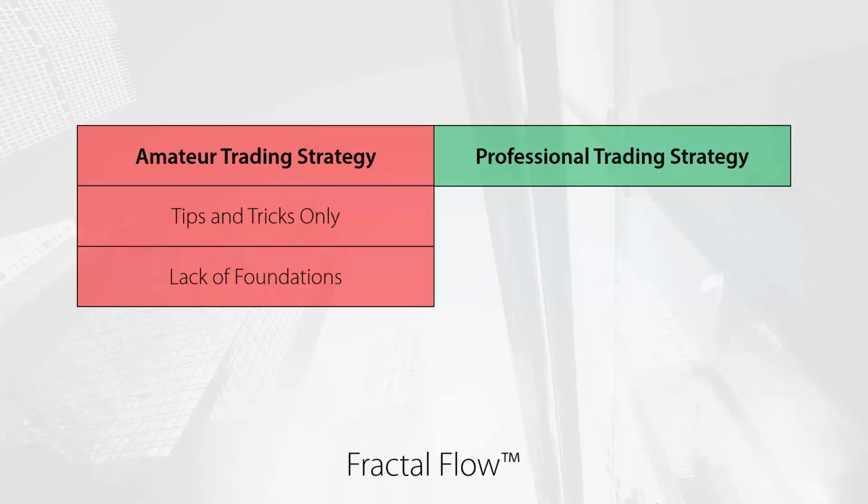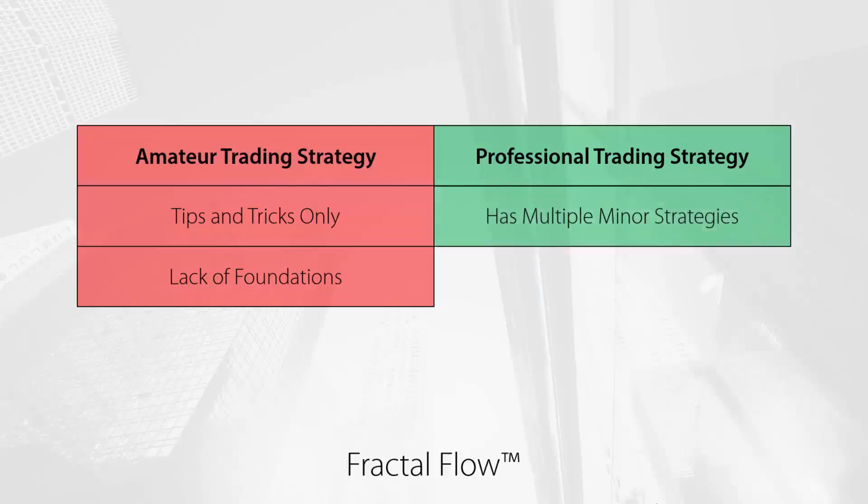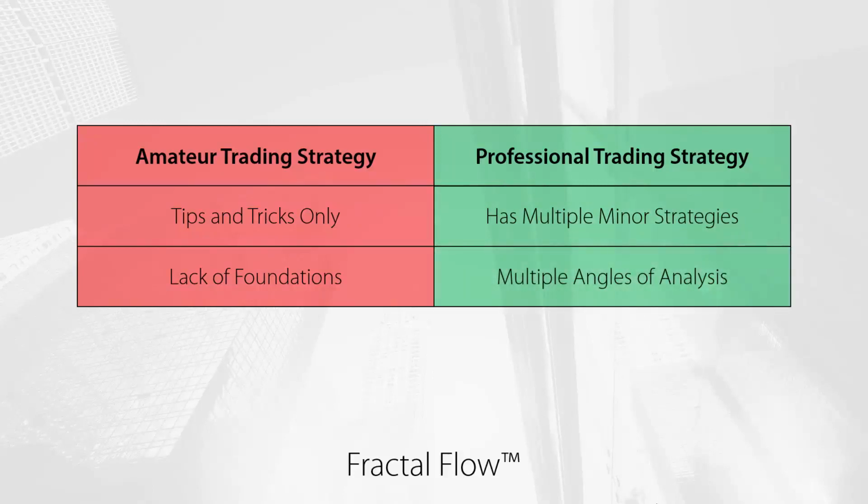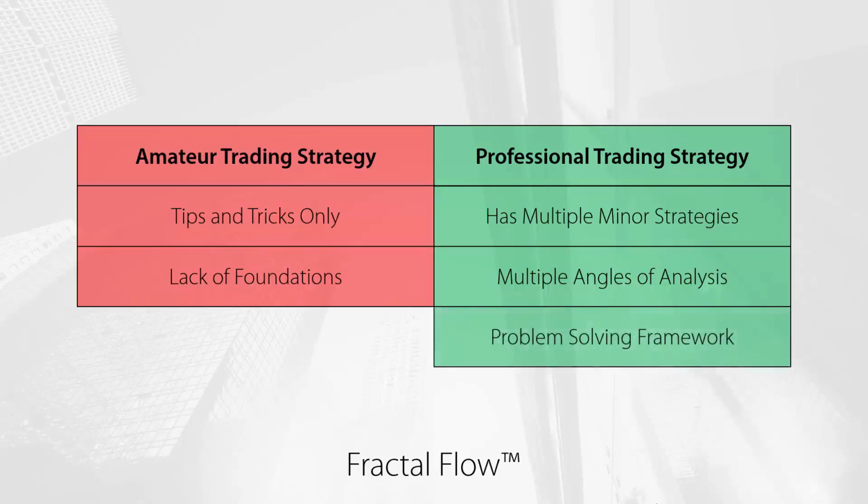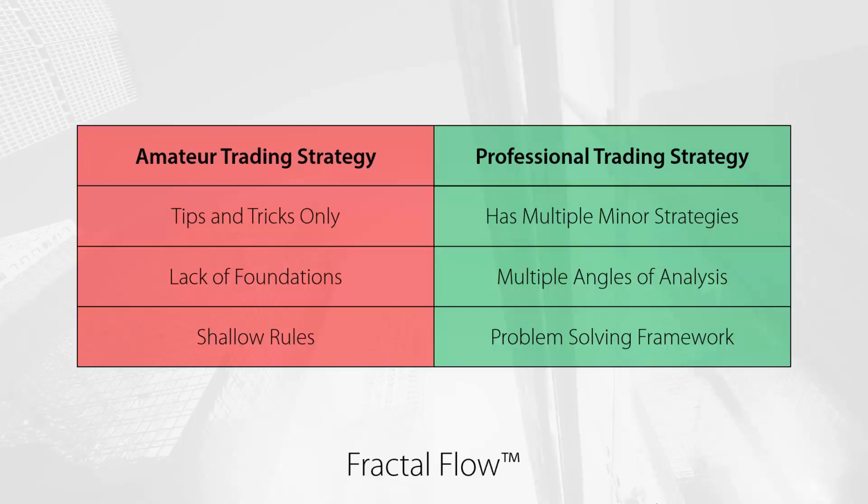On the other hand, a professional strategy is composed of multiple minor strategies and it covers many different angles of analysis. In other words, a professional trading strategy has multiple strategies that are fully connected with one another and balance each other out. It also aims to provide a problem-solving framework instead of shallow rules to deal with inevitable problems that arise in trading. With that said, we obviously want to employ a professional trading strategy to achieve the best long-term results in our trading.